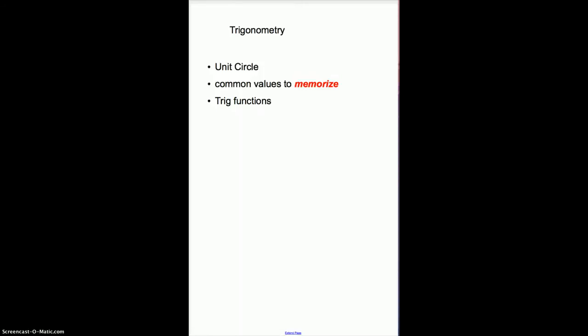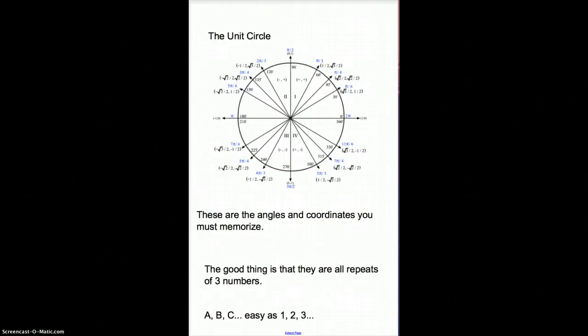Hi, today we're going to review trigonometry. We're going to review the unit circle, common values to memorize, yes, I said memorize, and the 6 basic trig functions. Here's your unit circle. Yep, got to memorize all those. All the coordinates, all the angles, in radians and degrees, and the 4 quadrants.